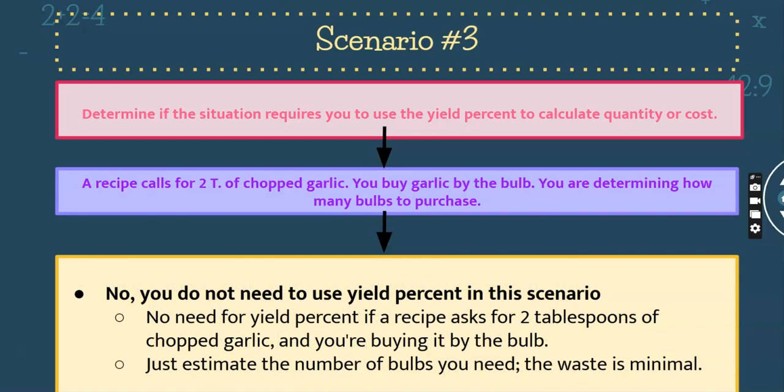In the last situation, the recipe calls for 2 tablespoons of chopped garlic. You buy garlic by the bulb. You're determining how many bulbs to purchase. No, you do not need to use yield percent in this scenario, and this is where it can be a little bit confusing. The recipe asks for 2 tablespoons of chopped garlic, but you're buying by the bulb. You just need to estimate the number of bulbs. There's minimum waste, so you don't really need to account for the yield percent because you're not really wasting anything. You just need to think through the conversion of how many individual cloves are in a bulb and determine it that way, but you don't need to account for yield percent.